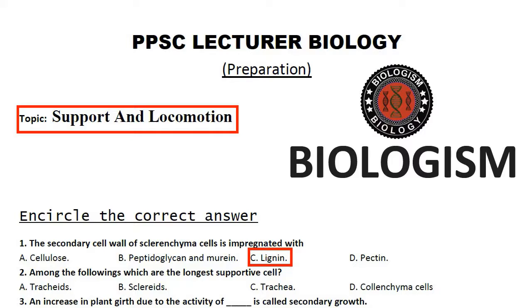Moving towards the next MCQ, we have: among the following, which are the longest supportive cells? Here we have 4 different kinds of cells, and we have to click the right one, which is the longest supportive cell. So option A is the correct one. The tracheids are the supportive cells which are longest in length.